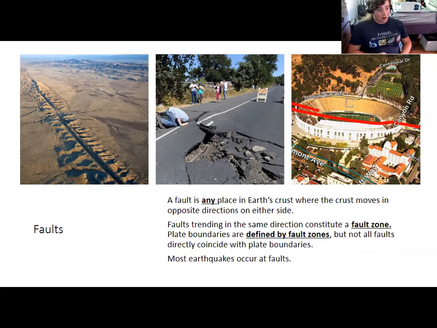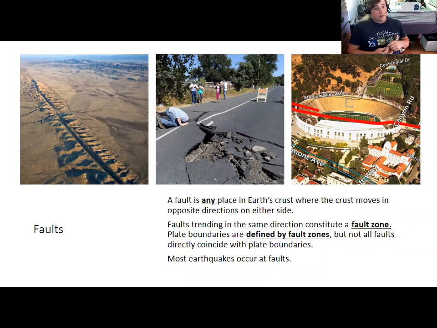And along a plate boundary, you do usually have a fault that defines the plate boundary. You will also have a series of faults that run parallel to that main fault and are caused by the same processes that cause the main fault, but they don't exactly correspond with the plate boundary itself.